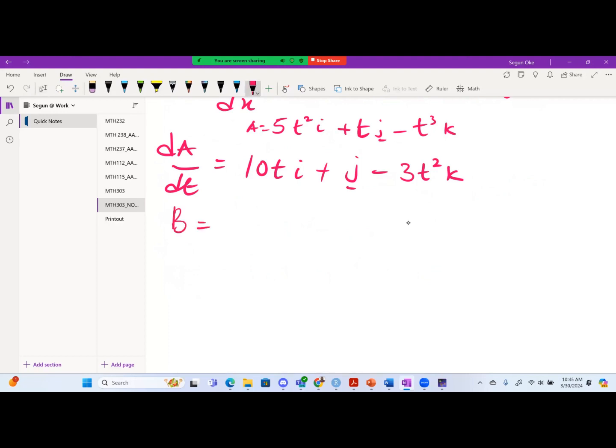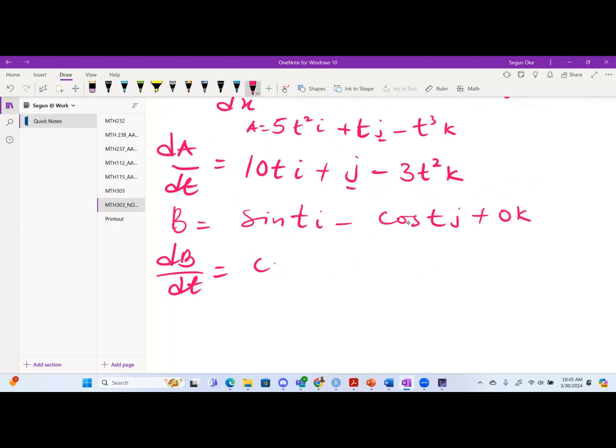Our B is equal to sine t i minus cos t j plus 0k, so that you know there is a 0. The dB/dt will be what? When you differentiate sine, what do you have? You have cos t i. Then when you differentiate cos, you have minus sine, so minus minus sine tj, which gives plus sine tj. So we have cos t i plus sine t j. So this is what we have.